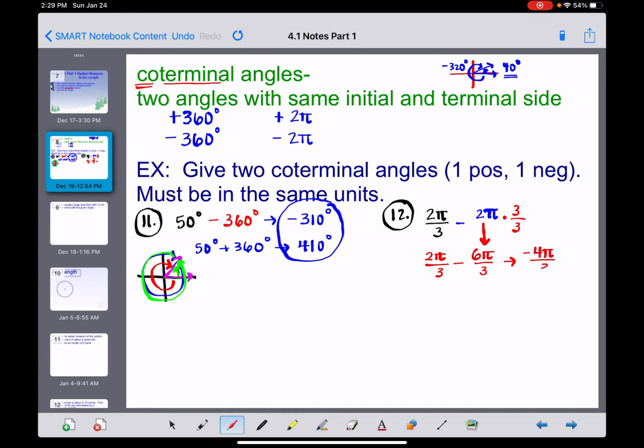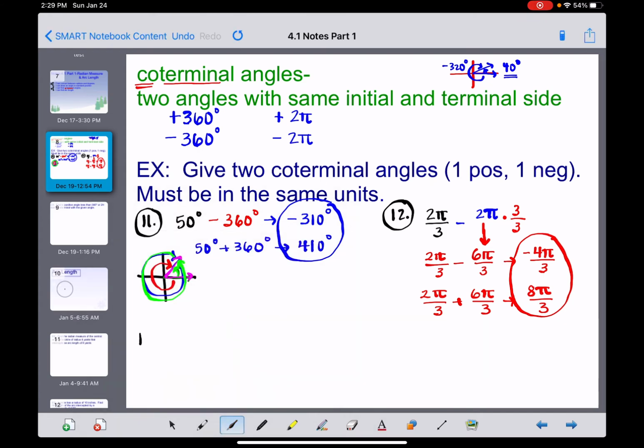My denominator doesn't change. But then I also have to take 2 pi over 3 and add 2 pi. So I want to add 2 pi, I'm adding 6 pi over 3. I'm adding the same thing because it's equal to 2 pi. So 2 plus 6 is 8, so we're getting 8 pi over 3. So those are my two angles. One is positive and one is negative. So 8 pi over 3 and negative 4 pi over 3.